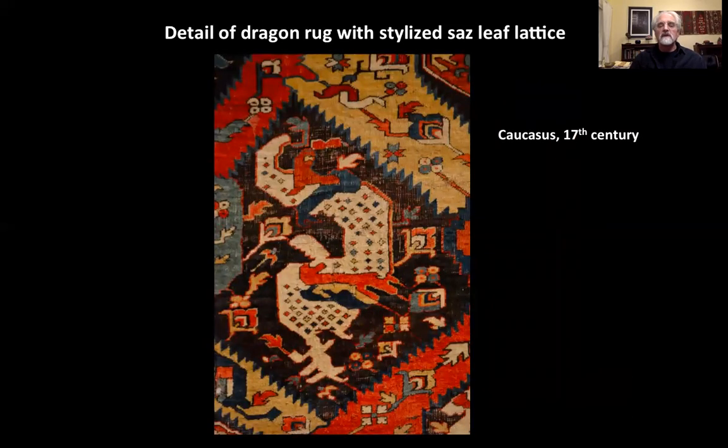Animals, of course, get stylized as they move into the country, into the village. And here you can see a very stylized version of the dragon motif. We refer to these carpets as dragon carpets. They come out of the Caucasus in the 17th and 18th century.